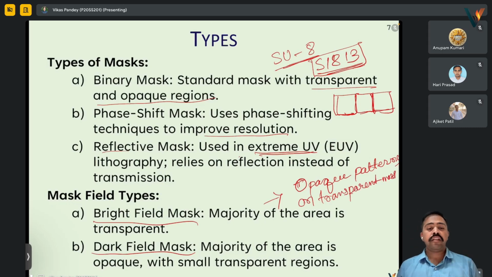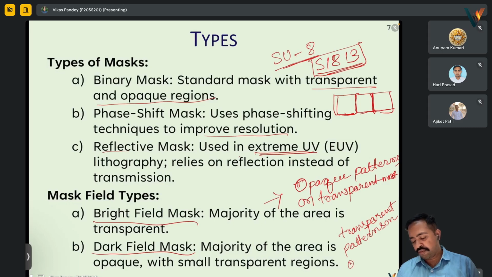Then comes the dark field mask, where there are transparent patterns on an opaque mask. In the case of a dark field mask, the whole mask will be opaque. Only the regions that we want to make, that will be etched out, will be transparent regions.